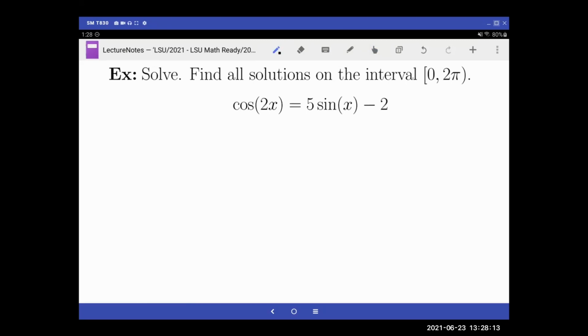Okay, same thing. This time though, instead of having a Pythagorean identity, here's a double angle identity. Cosine of 2x equals 5 sine x minus 2. Okay, cosine of 2x, there's a few options for double angles for cosine, but the one we're going to use here is 1 minus 2 sine squared x. The reason why I want to use that one is because it only has a sine, and if I replace that, then I'll have sine on the left and sine on the right, and that'll be the only trig function that I'm working with. Just sine.